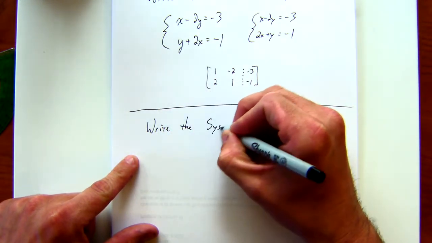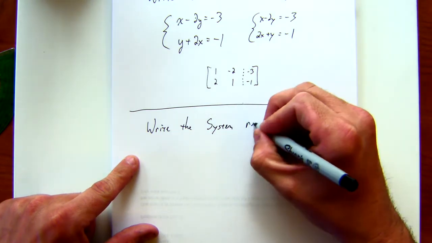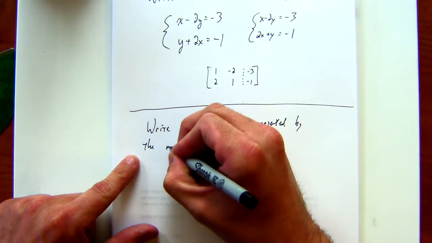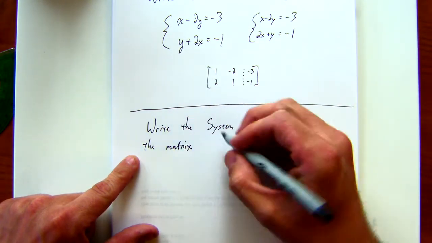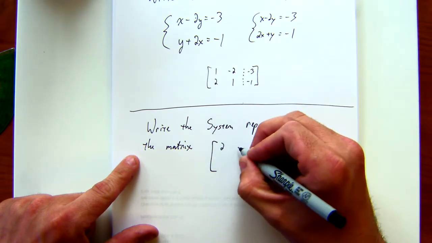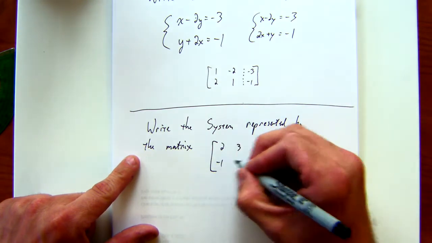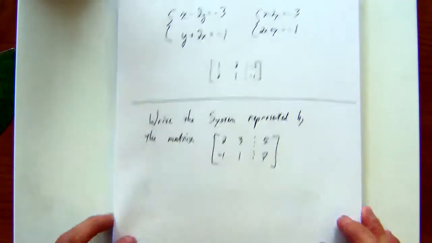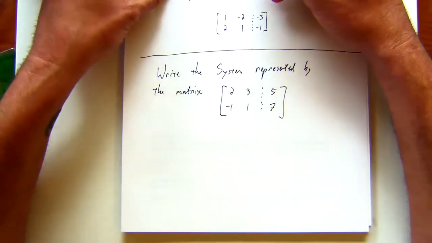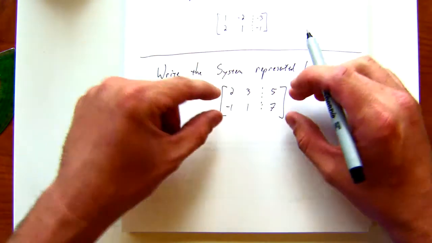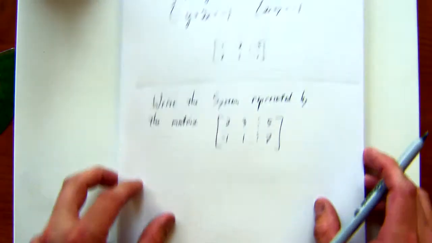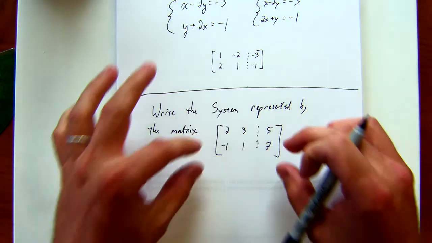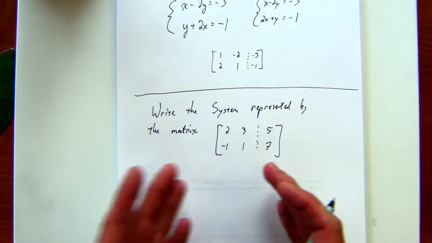Write the system represented by the matrix, let's say 2, 3, 5, negative 1, 1, 7. So now, instead of writing the system and then writing the matrix, given the matrix, go back to the system. Now, when we say the system is represented by this matrix, then we're assuming that it was written properly to begin with, so that the variables already line up.